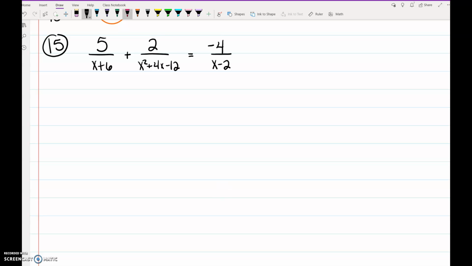On number 15, almost every problem that we've had on this review, your first step is going to be to factor something. So find the trinomial, we need to factor that. We're looking for two numbers that multiply to give us -12 and add up to 4. Now the other denominators should help you in factoring this. It is 6 and -2. So that denominator is going to be x minus 2, x plus 6.